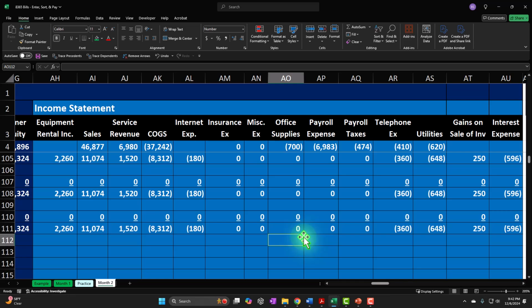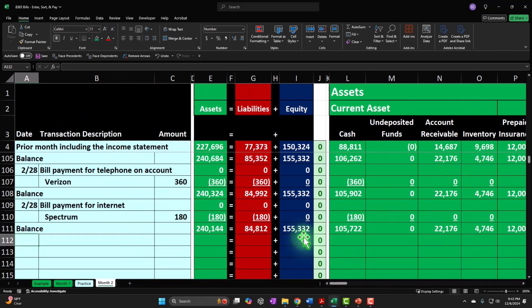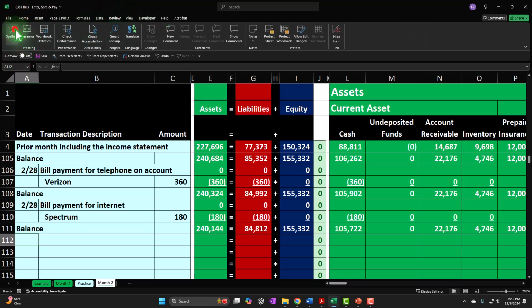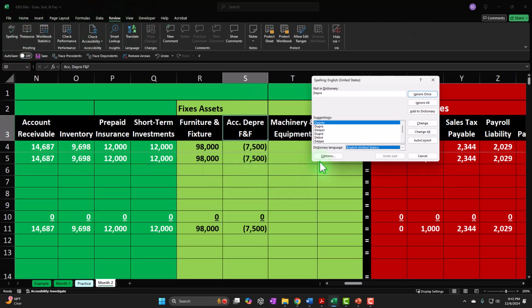All right, so that's going to be it. Is everything else looking good? I should probably do a spell check. Haven't done that for a while. Check the spelling on this thing.